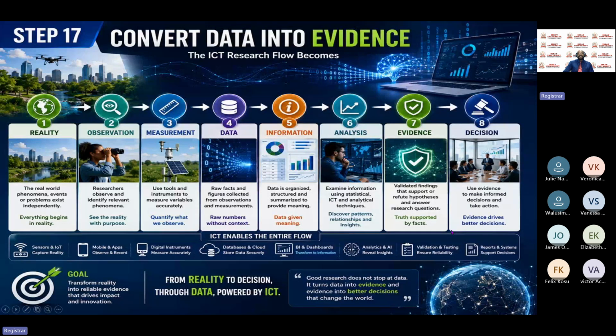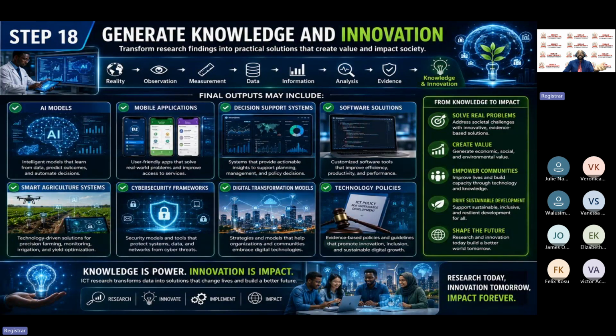So convert the data into evidence that bridges the gap between knowledge, or gives one step ahead of the existing knowledge. Now, you can generate this knowledge into an innovation. This is most important. What you have generated, you convert that to an AI model, mobile application, decision support system, or a software solution, or a smart agriculture system. So, these are the three things.